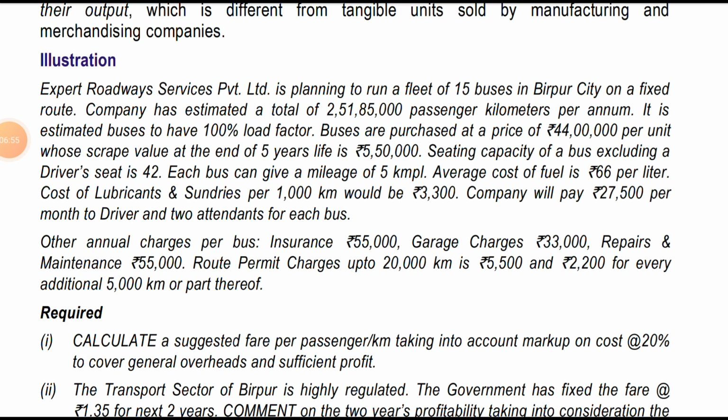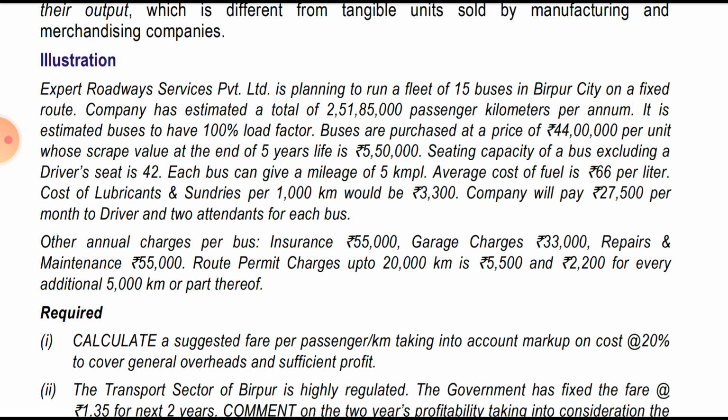Second illustration. Expert Roadway Services Private Limited is planning to run a fleet of 15 buses in Jaipur on a fixed route. The company has estimated a total cost of 2 crore 51 lakh 85,000 passenger kilometer per annum. It is estimated that the bus has 100 load factor. The buses are purchased at 44 lakh per unit, with a scrap value at the end of the 5th year of 5 lakh 50,000, which we will deduct for calculation of the depreciation.